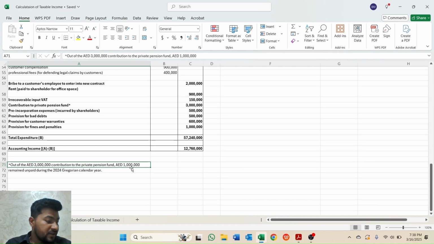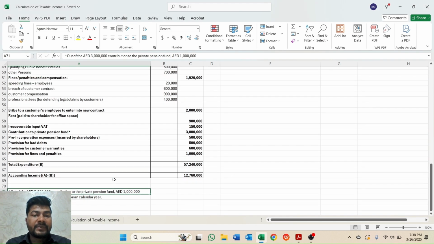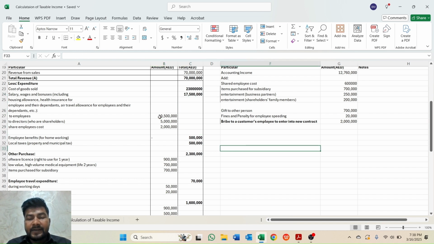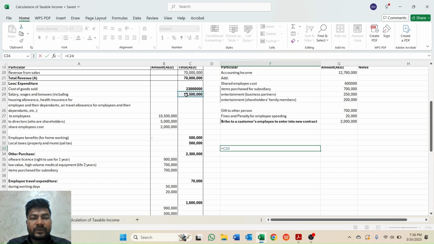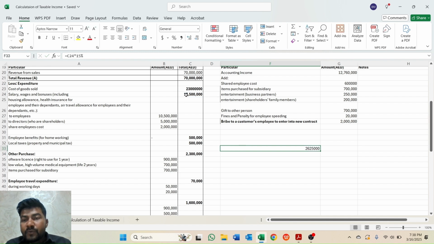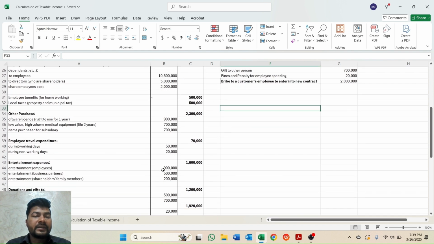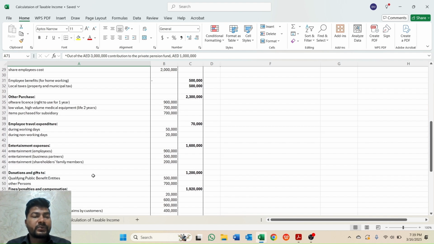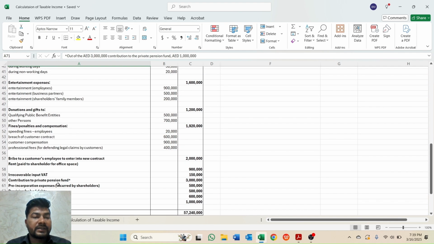Since 1 million is unpaid and the remaining 2 million is less than 15%, if you calculate 17.5 million multiplied by 15%, how much does it come to? 2.62 million. Since 2 million is less than this, it is totally allowed. It means only the unpaid amount of 1 million will be added back to the accounting income.